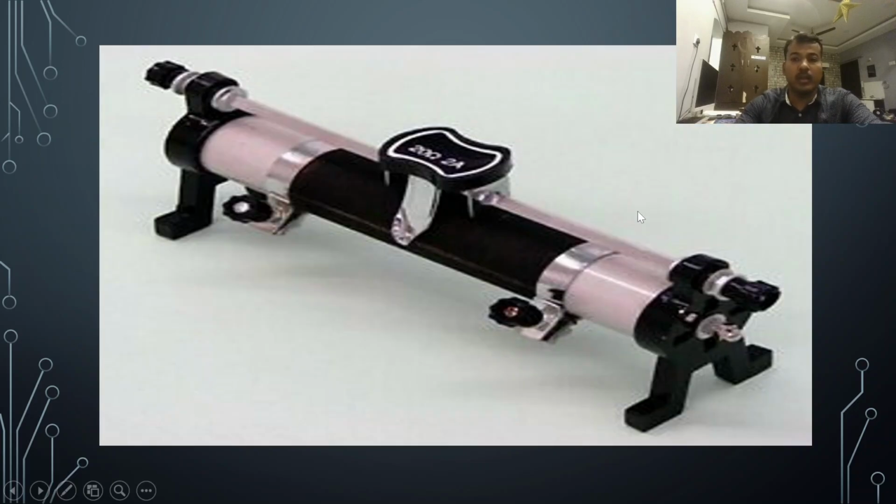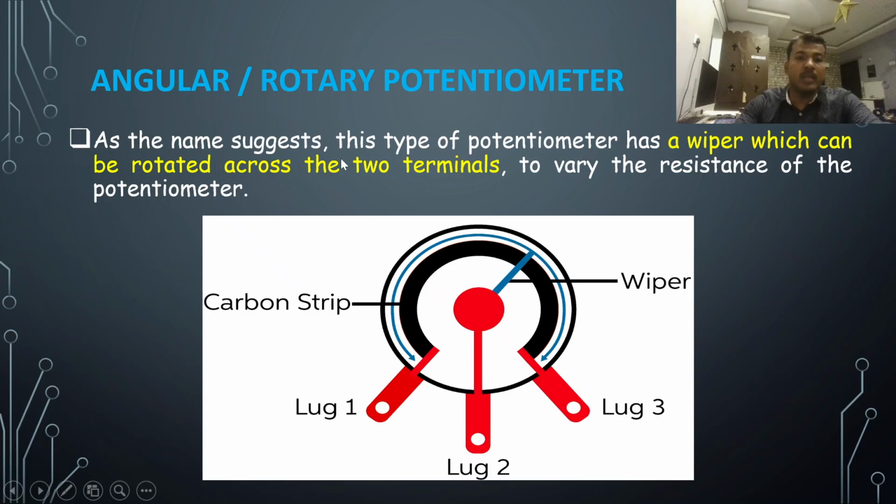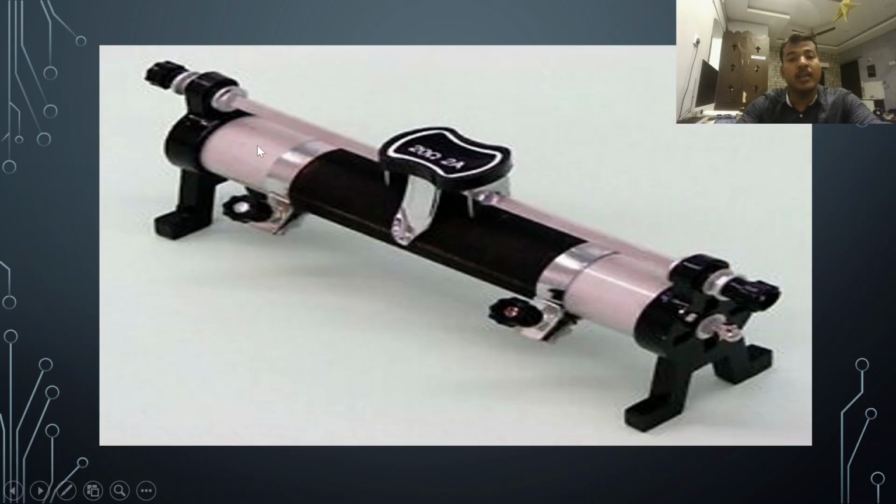This is the actual view of this linear potentiometer, what we used to see in our laboratory. Mainly engineering students might have seen this variable potentiometer. The next common type is the angular or rotatory potentiometer. The disadvantage of the linear potentiometer is that we need a larger area; the size is very large, normally some 1 foot, nearly 30 centimeters or more. So that is very difficult.